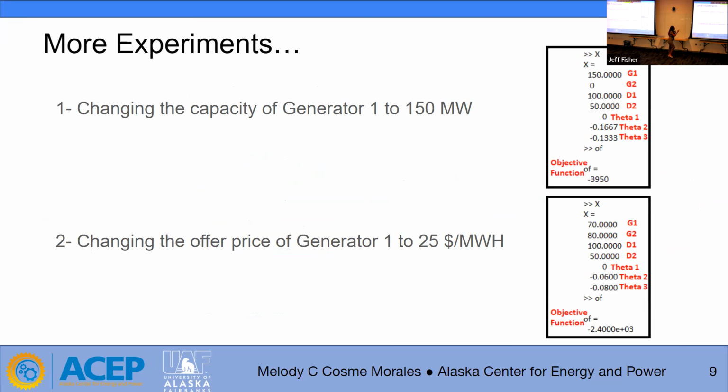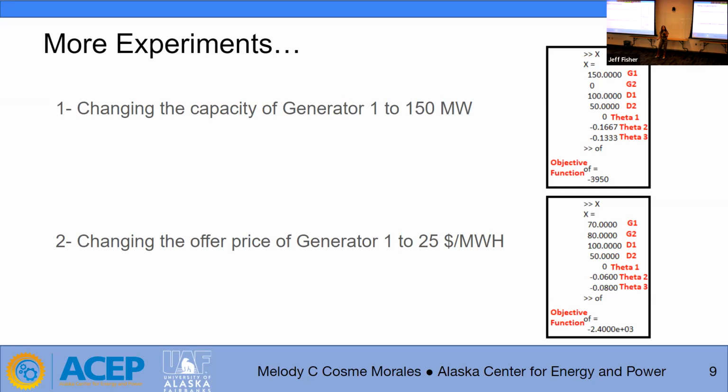So in this case, we are changing the capacity of generator 1 from 100 to 150. And as the total demand is 150, and G1 is the cheaper one, now we can see G1 is providing the whole demand and G2 is not generating power.